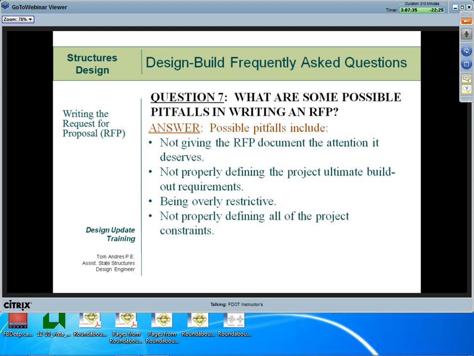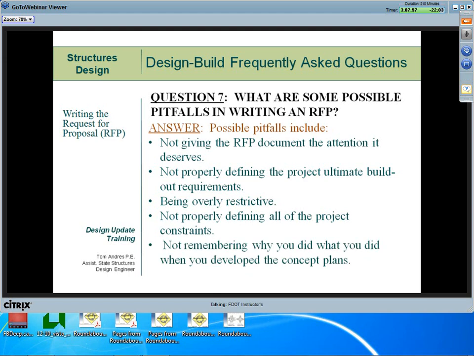Other pitfalls is not properly defining all the project constraints. This is a biggie. But for projects that have been in development for many years, reassessing prior commitments and constraints is a very important step. You need to revisit these periodically to see if they're still valid. On that point, not remembering why you did what you did when you developed the concept plans is a big problem. And that's especially difficult on jobs that are originally conventional that get moved over into design build. Okay? And especially if the job has been in development for a long time.